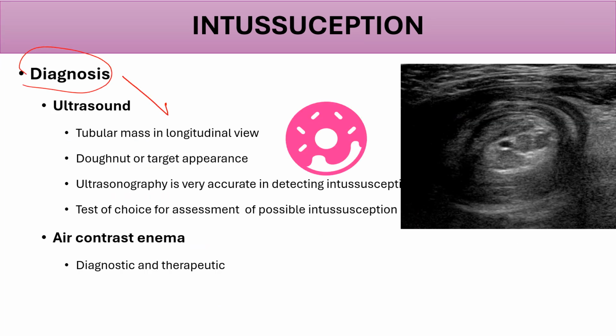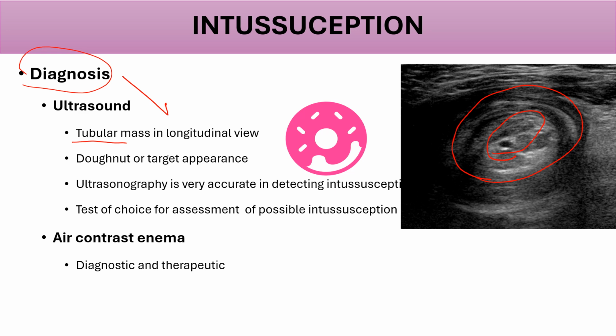Diagnosis of intussusception: the best initial study is abdominal ultrasound. It may show the tubular mass. It will show the donut or target sign, very classic. The ultrasound is very accurate in detecting intussusception, so it is your best option to start with.